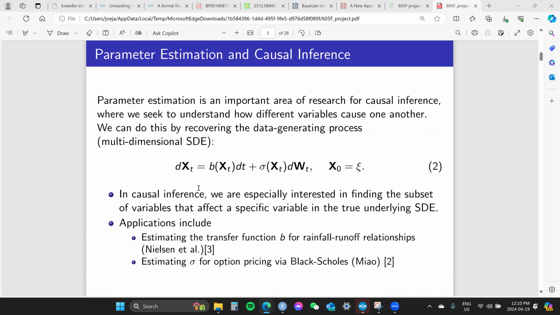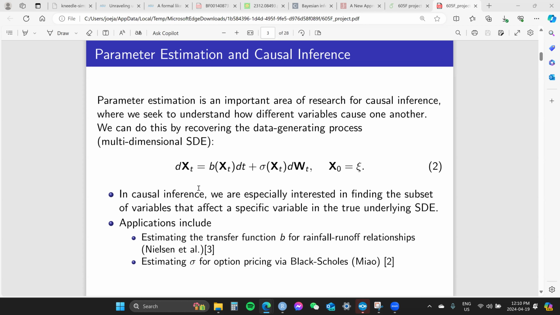Specifically for causal inference, we care more about the multi-dimensional case. So here I took the same equation and bolded X_t to show it's a random vector now. So we really care about finding basically the non-zero terms such that we can create some sort of causal graph, where this equation 2 basically represents the data generating process. And most of the time we care about estimating b.